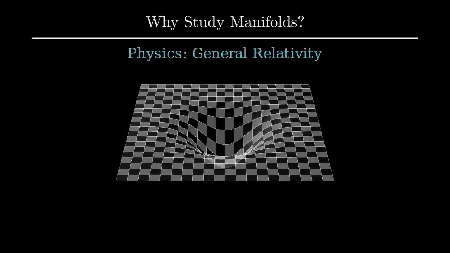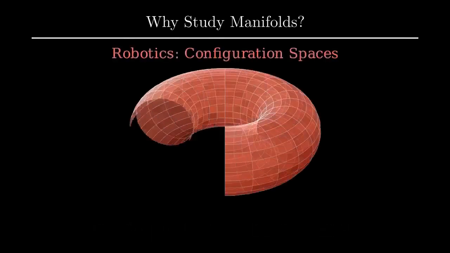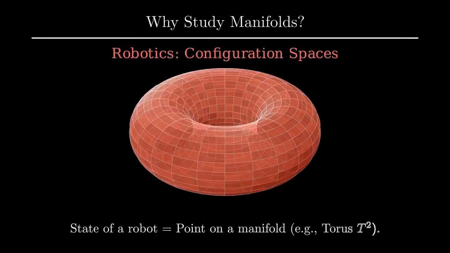Why should we learn it? In physics, we use it in areas like general relativity. In AI, we have data manifolds that tell us high-dimensional data often lives in a low-dimensional manifold. And in robotics, we can use it for control of the robot. The points may lie in a submanifold.